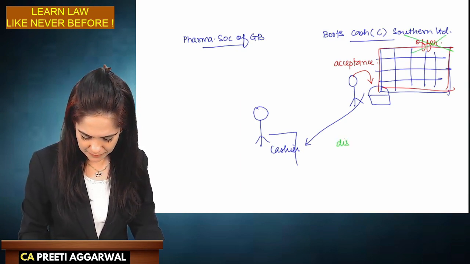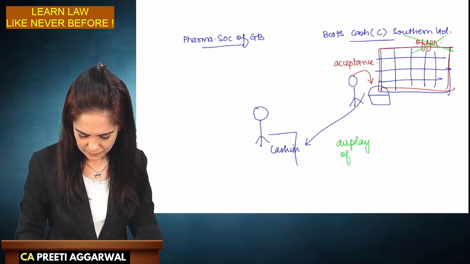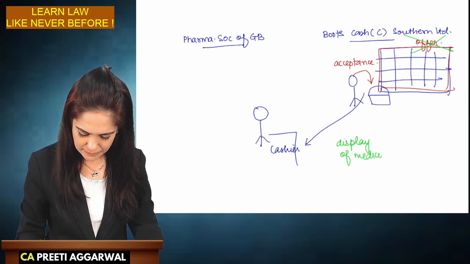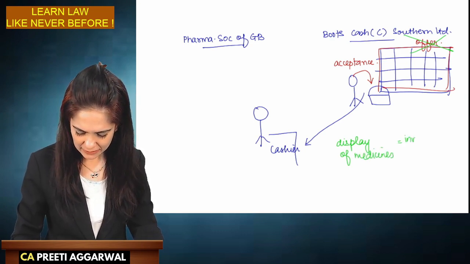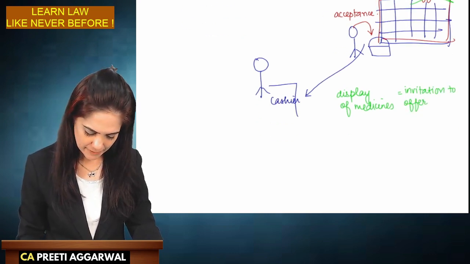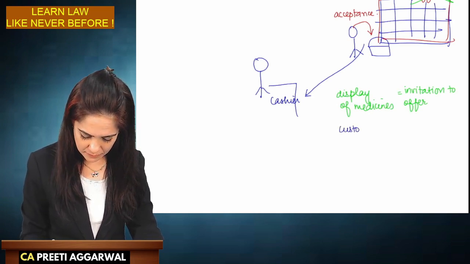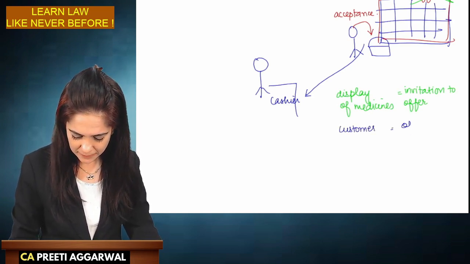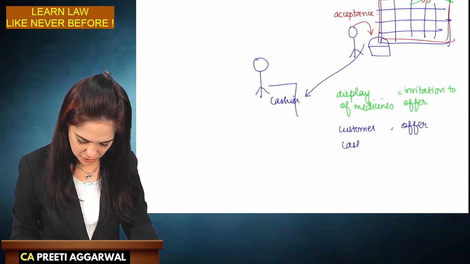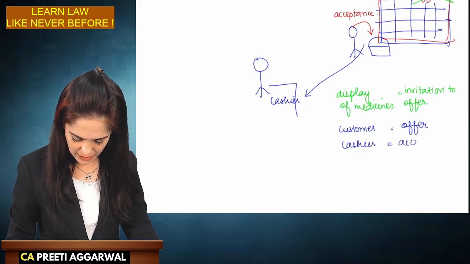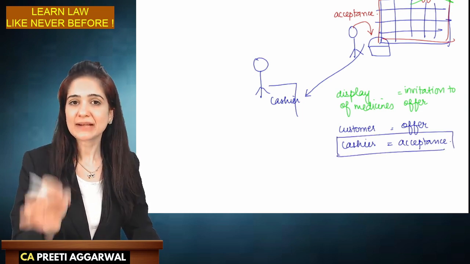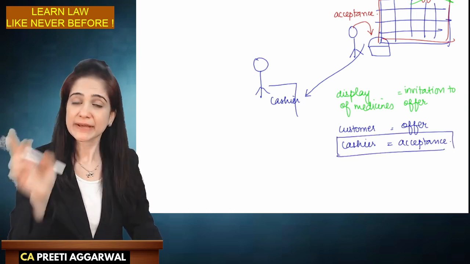Display of goods, or you can say medicines in this case, is just an invitation to offer. The customer puts the goods in his basket, that is offer. And the cashier can either accept or reject it. So the acceptance happens at the cashier's box, till box, in his presence.